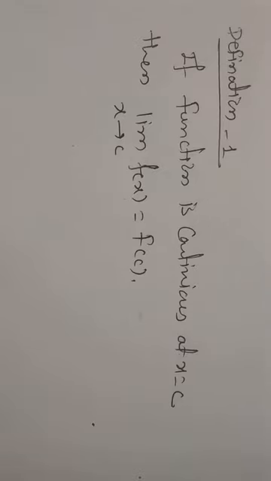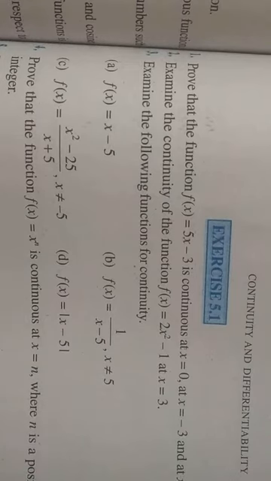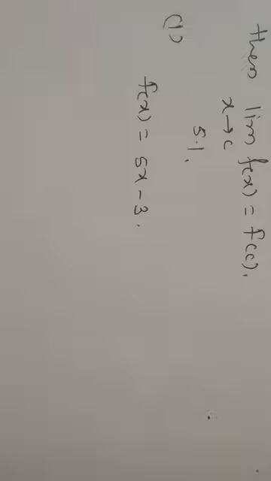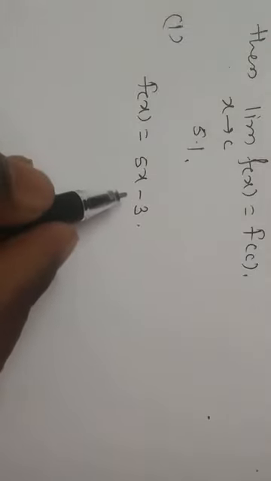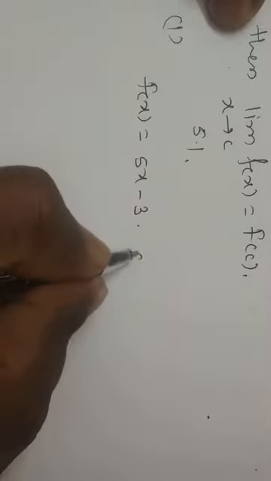Now, depending on this, we will take some examples. Example 5.1: prove that the function f of x equals 5x minus 3 is continuous at x equals 0, x equals minus 3 and x equals 5. Let f of x equal 5x minus 3. Check for the continuity at x equals 0.